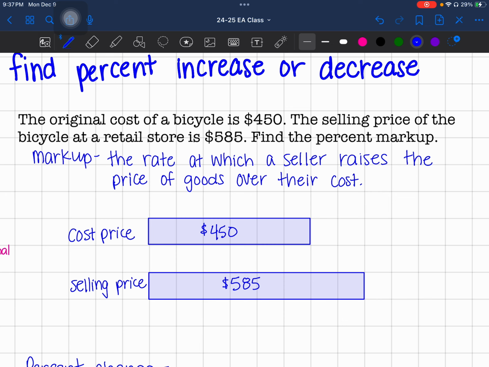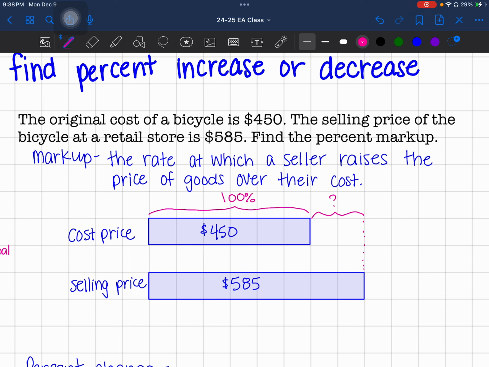Okay. And so we know that the original cost of a bicycle is $450. Okay, this is our 100%. This is what we know is 100%. Because then it is marked up. That price is marked up, and we're trying to find that markup price. Okay, we don't know this amount. But we know that they sold it for $585. Okay.